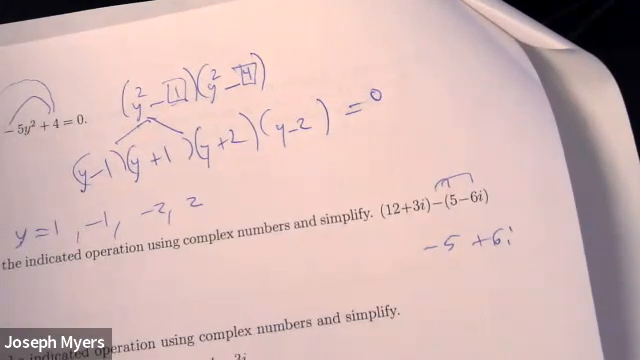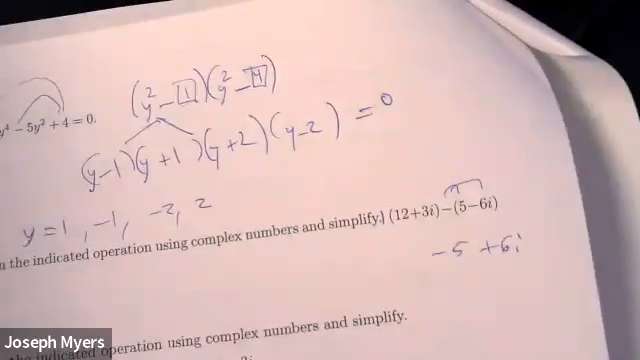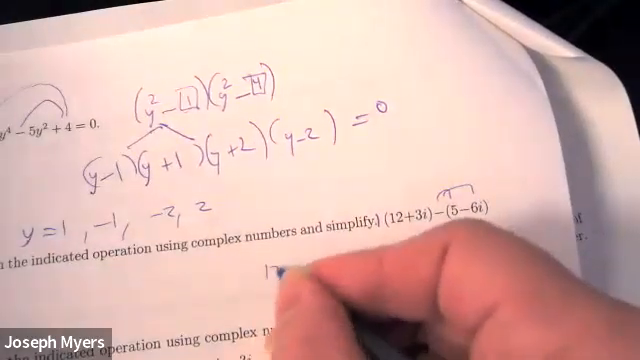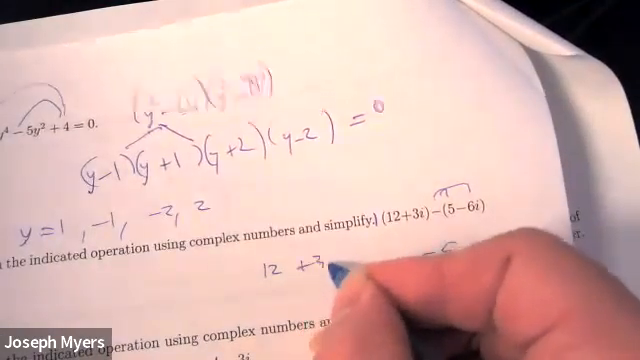Negative 5 and positive 6i. And then guess what's in front of the other pair of parentheses? There's nothing there, so it's like a 1. So what's 1 times 12? 12. And what is 1 times 3i? It's just positive 3i.